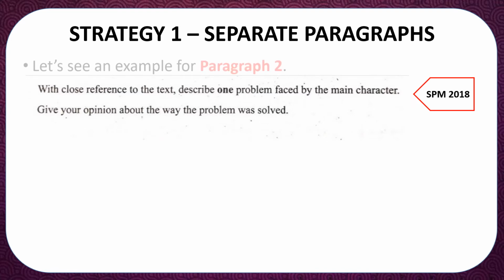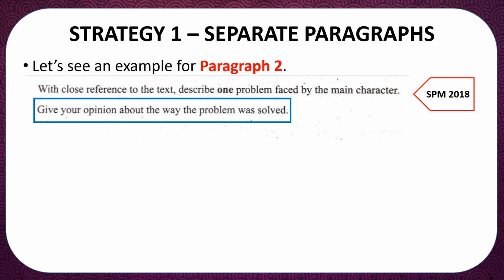Now let's see an example for paragraph 2. Okay, still the same question. Give your opinion about the way the problem was solved. So it asks your opinion about how the problem was solved. Earlier we mentioned that Richard was afraid to share his poem and he solved it by confessing, by telling his idol, Mr. Kilmer, about his problem. So you need to give your opinion, only one opinion. But of course you can give more than one opinion, it's not wrong, right?